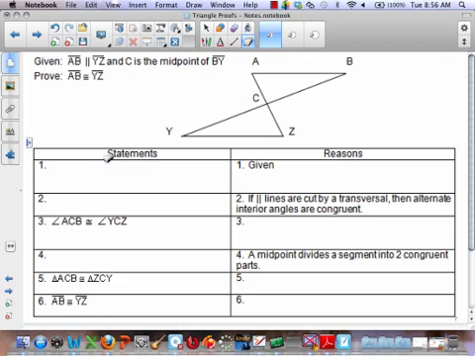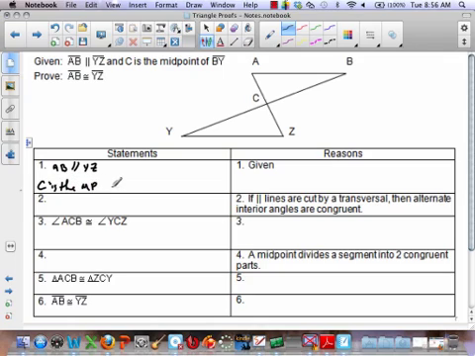This example is a little different. So we're given that AB is parallel to YZ, so let's write that out. AB is parallel to YZ, and C is the midpoint of BY.